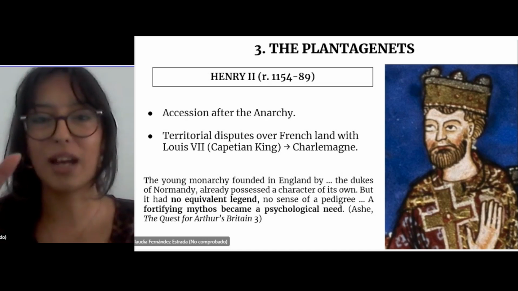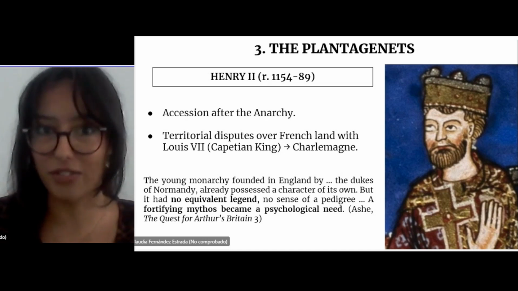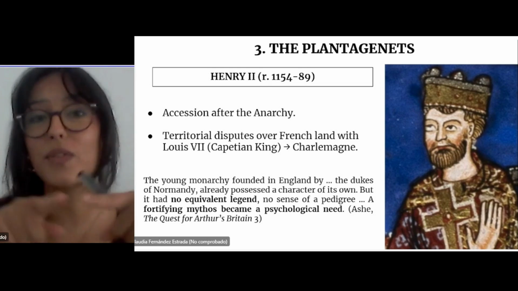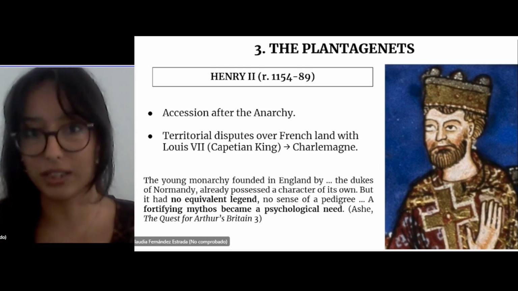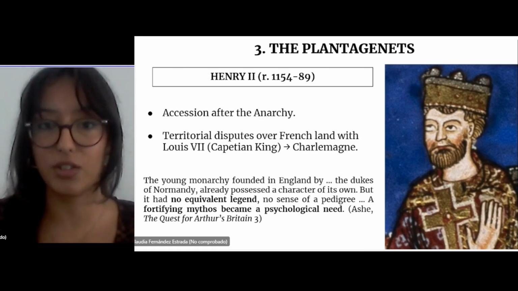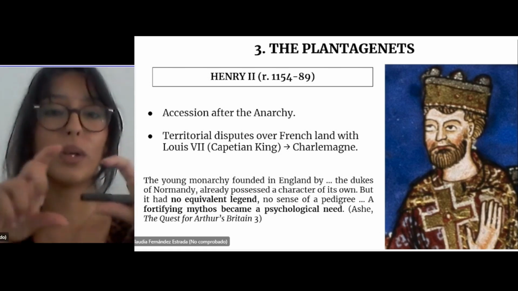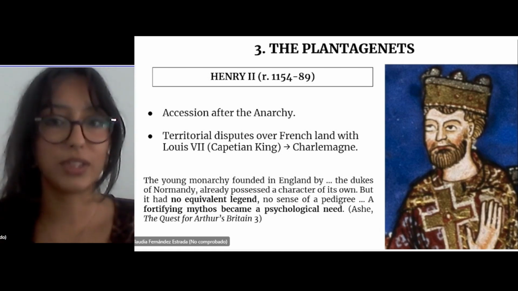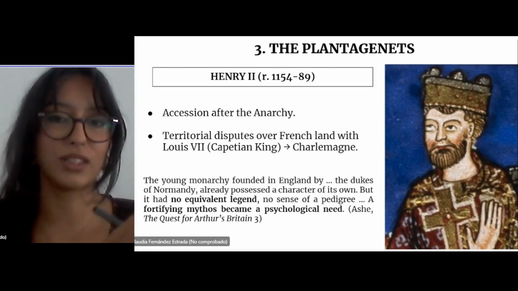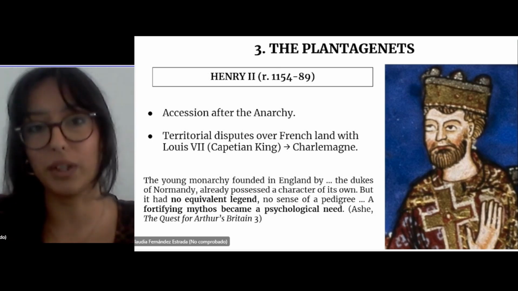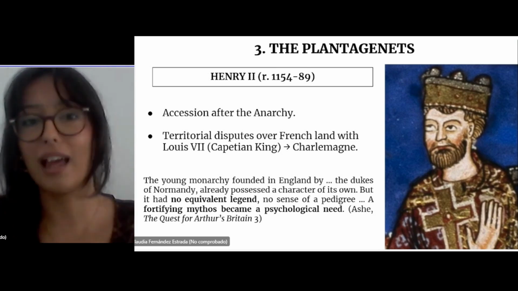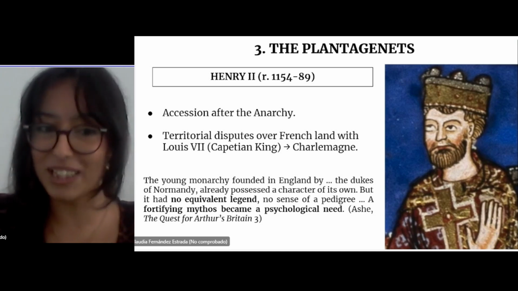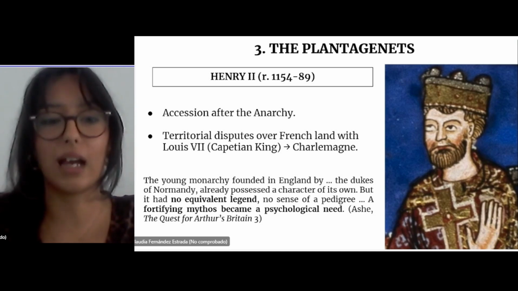Henry married Eleanor of Aquitaine, okay, the famous Eleanor of Aquitaine. And through this marriage, he obtained a large number of territories in France, which is known nowadays as the Angevin Empire. Owing to this large number of territories, Henry's reign was strongly marked by territorial disputes over French land with the French king Louis VII, who was, well, Eleanor of Aquitaine's ex-husband and a king from the house of Capet.